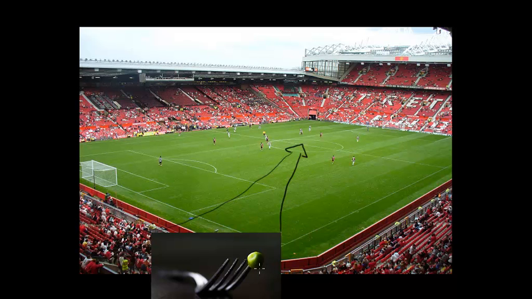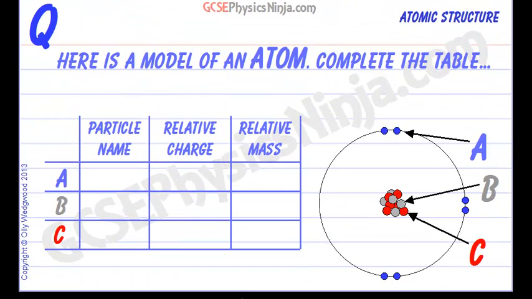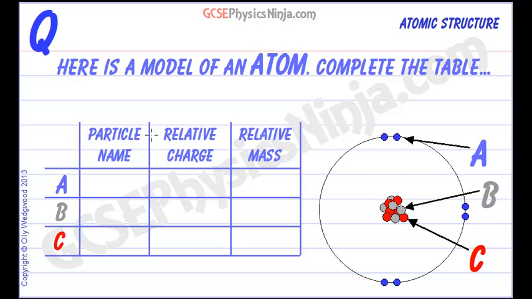So it's weird to think that you and I are 99.99% empty space, because the space between the nucleus and the outer electrons which are orbiting in the stands is just empty space. Mind-blowing. So let's answer the flashcard now.